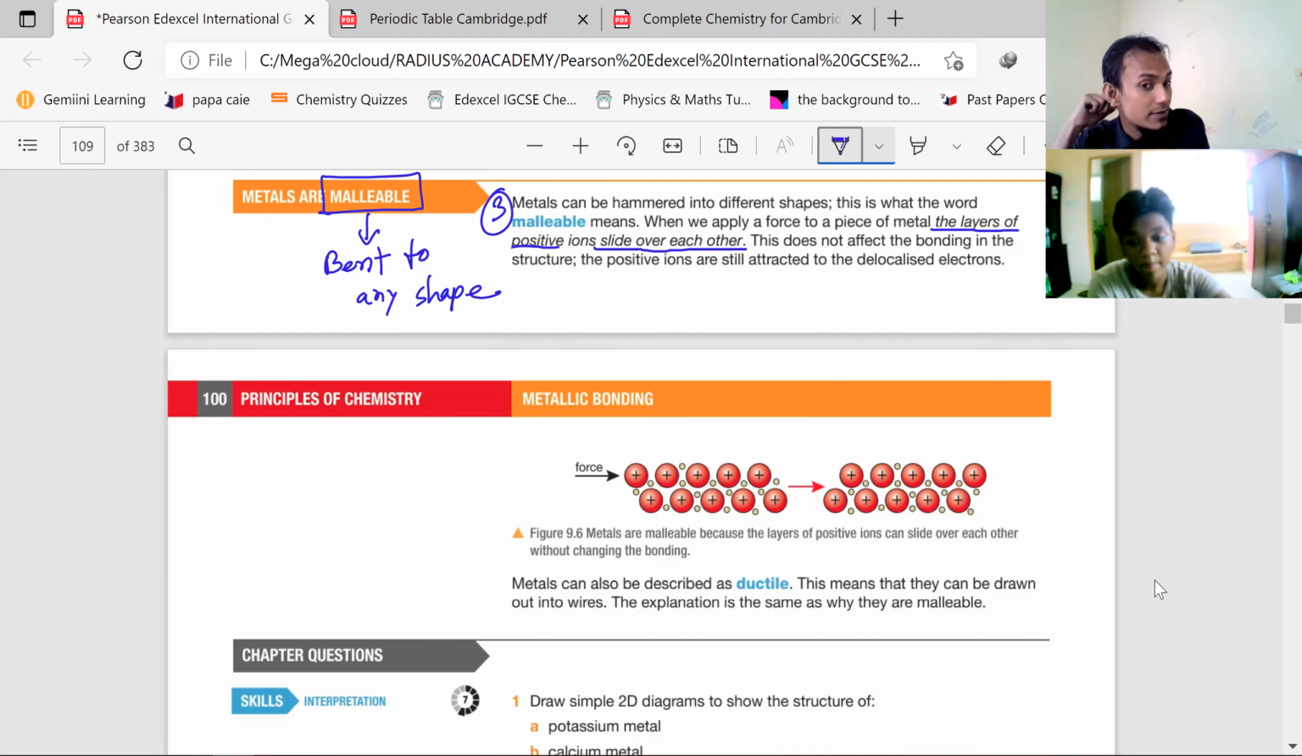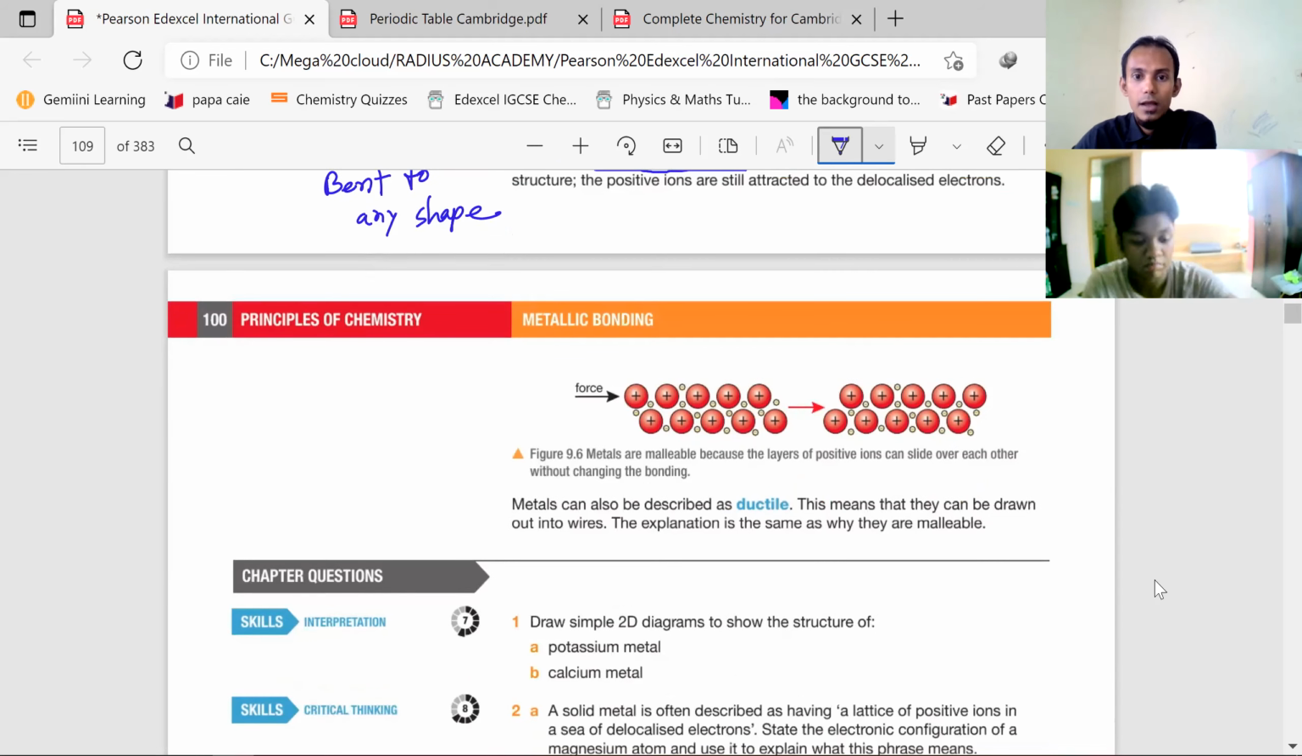Similarly, these positively charged metal ions are present in layers. If you apply force, these layers can slide over each other to get a new shape. See, they are getting a new shape. So that is it, done. So this is one, malleable.